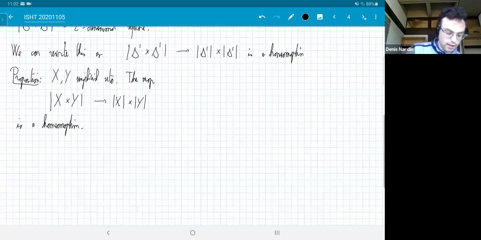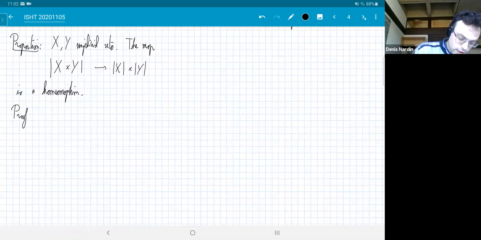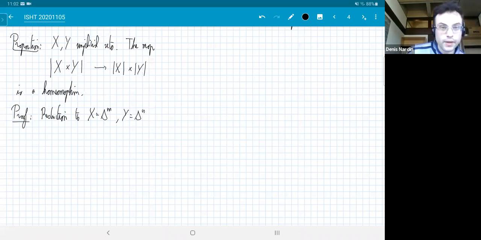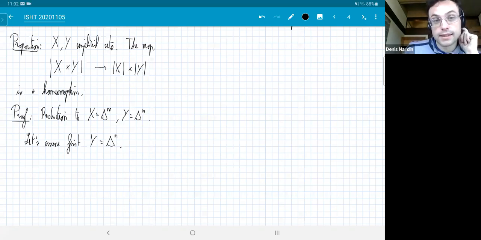And then I'm going to sketch the proof. The sketch of the proof is a reduction to X being delta M and Y being delta N, and then doing a combinatoric argument similar to the one I did earlier, but I don't want to spell it out in detail because it's a bit annoying. But I'll explain how you reduce to this case. So let's assume first Y is delta n, and let's prove that for every X, this statement is true.